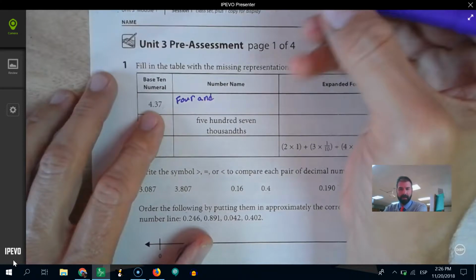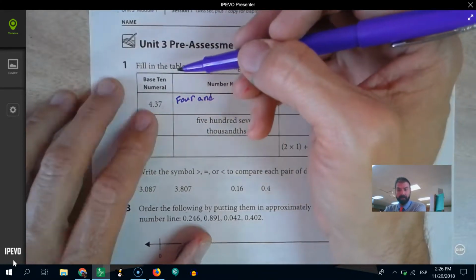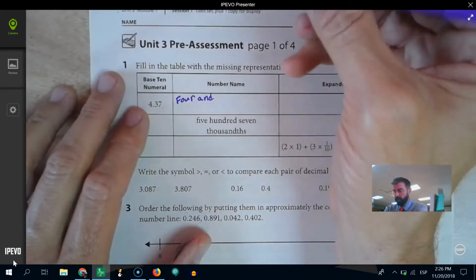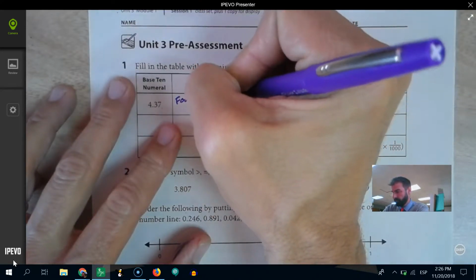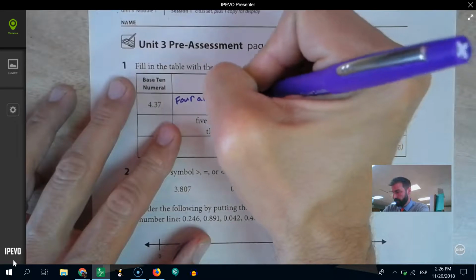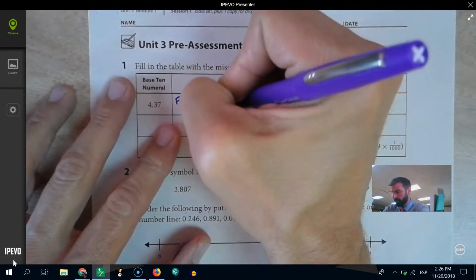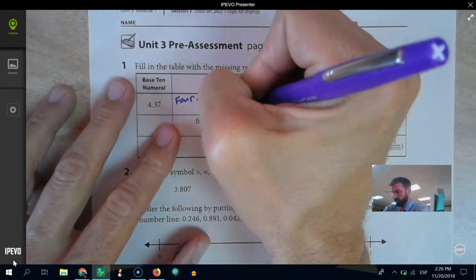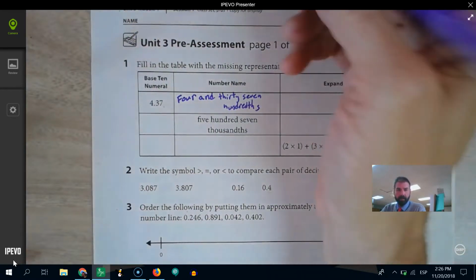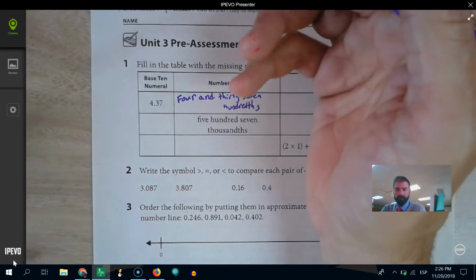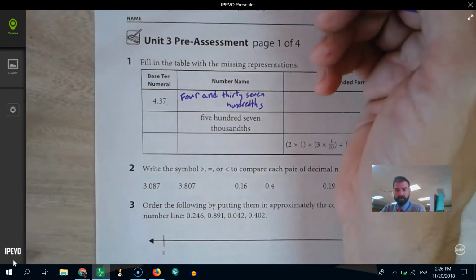Okay, and then we're going to need to know place value. So we're going to need to know tenths, hundredths, and thousandths. So this would be 4 and 37 hundredths. Okay, so the kids should start to be getting comfortable saying these things. They should understand the place value system down to thousandths and what that means.